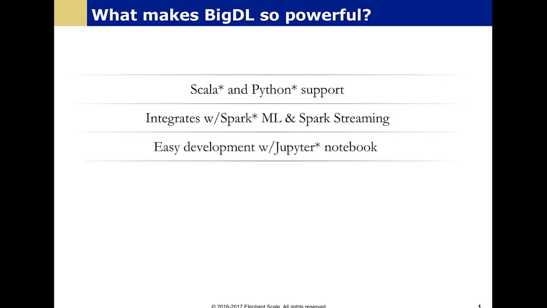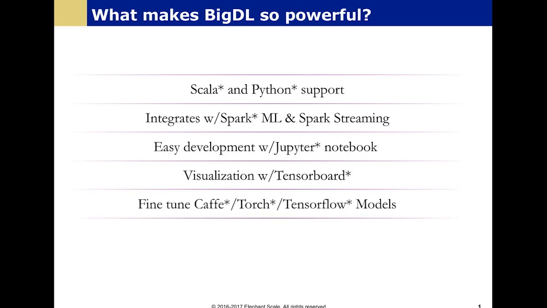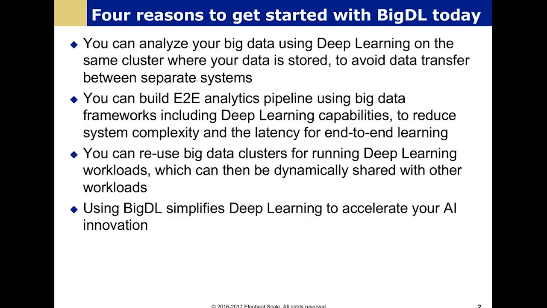It gives us easy development. We're using Jupyter Notebook, as we've seen in this last example. We can visualize using TensorBoard, and we can help fine-tune Caffe, Torch, and TensorFlow models. And we've seen that in video number 3. So here's 4 reasons why you can get started with BigDL today. You can analyze your big data using deep learning on the same cluster where your data is stored to avoid data transfer between separate systems.